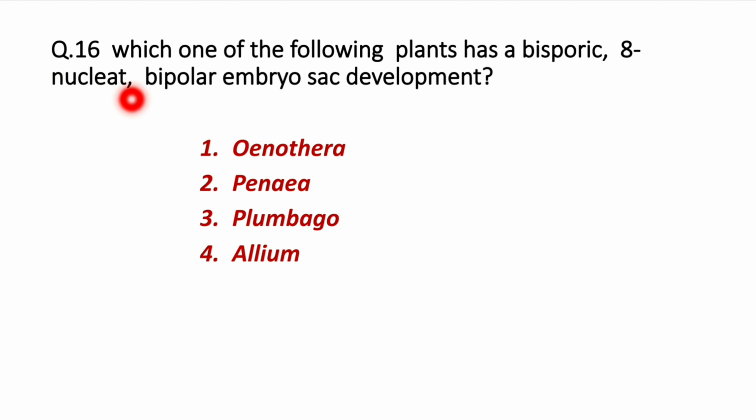Question number 16. Which one of the following plants has bisporic 8-nucleate bipolar embryo sac development? The options are Oenothera, Peperomia, Plumbago, and Allium. The right answer is option 4, Allium.